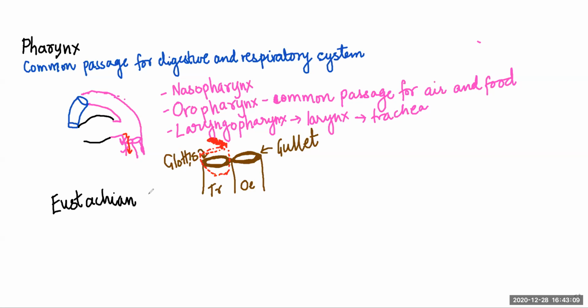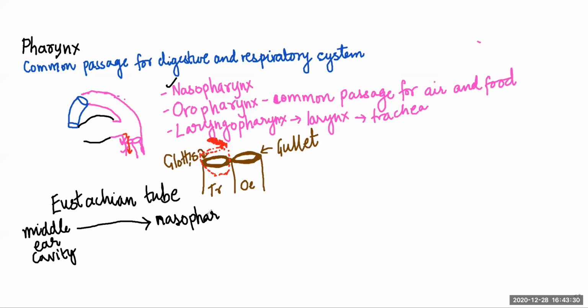Yes, eustachian tube is made up of elastic cartilage. Eustachian tube connects the middle ear cavity to nasopharynx. This part, nasopharynx. Yeah, the eustachian tube connects the middle ear cavity to nasopharynx.